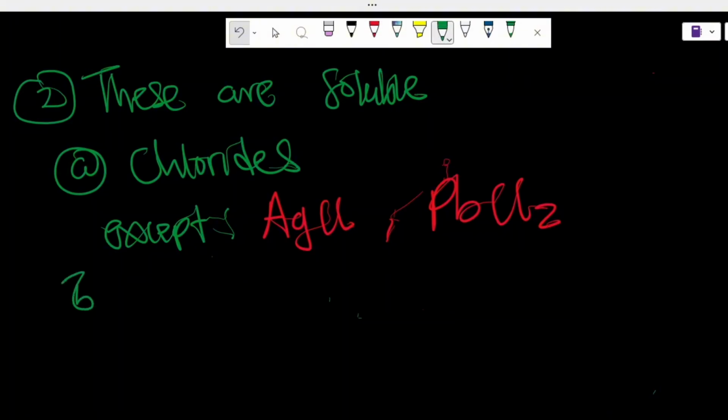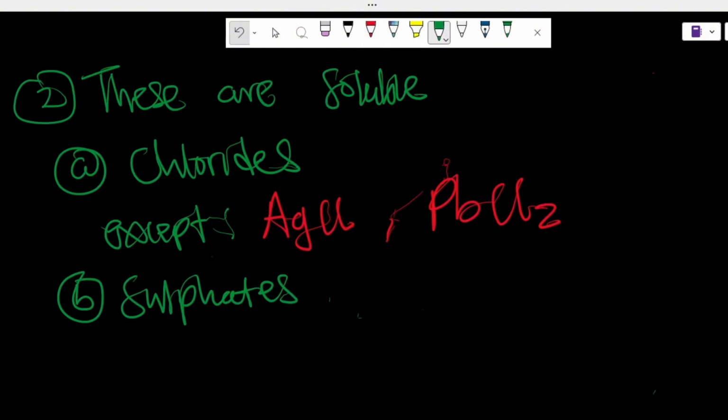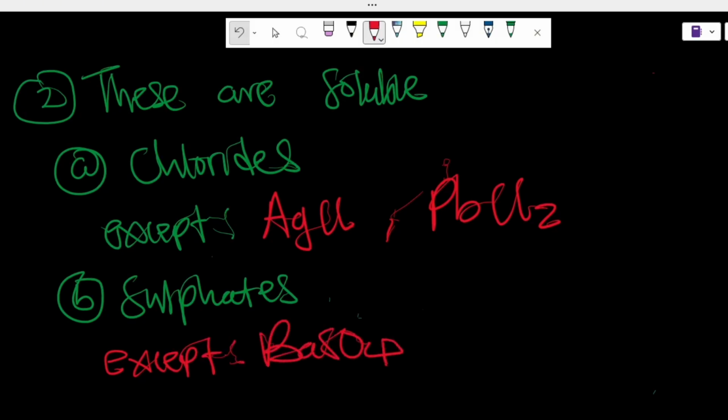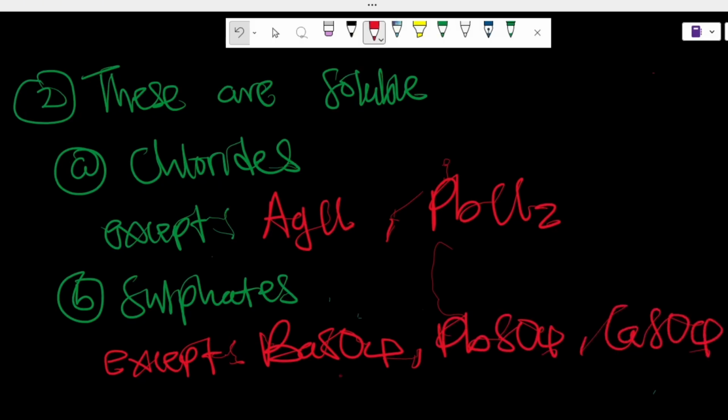Now the other type would be sulfates. All sulfates are actually soluble with the exception of barium sulfate, and the other one will be lead sulfate, and the other one will be calcium sulfate. These are insoluble, but all other sulfates are actually soluble.